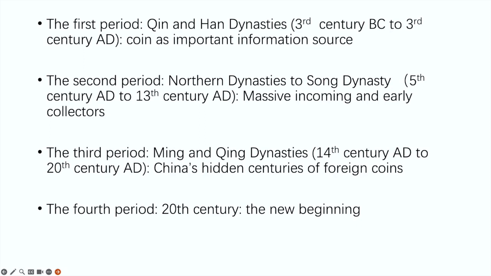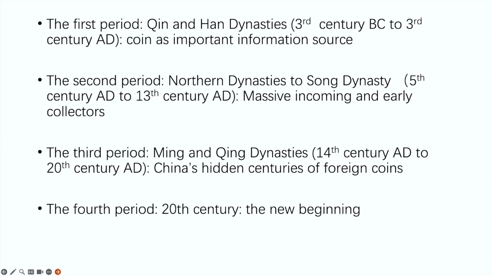The second period is the massive incoming of foreign coins, which means we find over 2,000 Sasanian silver coins and perhaps 75 Byzantine gold coins between the Tang and the Song Dynasty. But the Song Dynasty is a little bit funny. I will speak about it later.